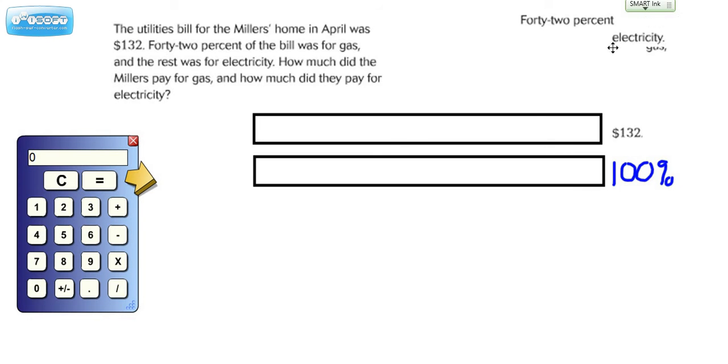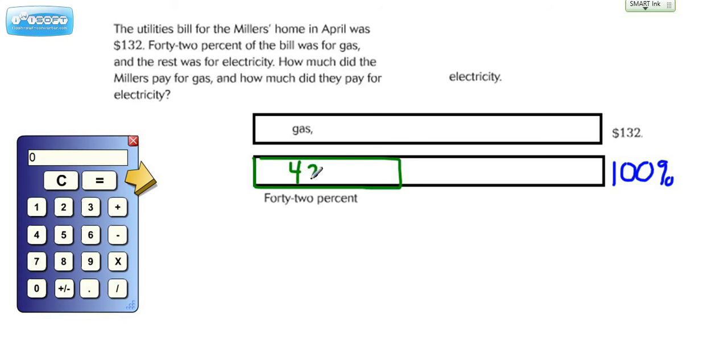Now they want to know, part of this is going to be gas and part of it's going to be electric. Well, if we read the fine print again, it says 42% is gas, 42%. So let's visualize that. And how about we make that green? 42%, so it's a little less than half, is gas. And let's draw a box up here because we're going to need the actual dollar amount.